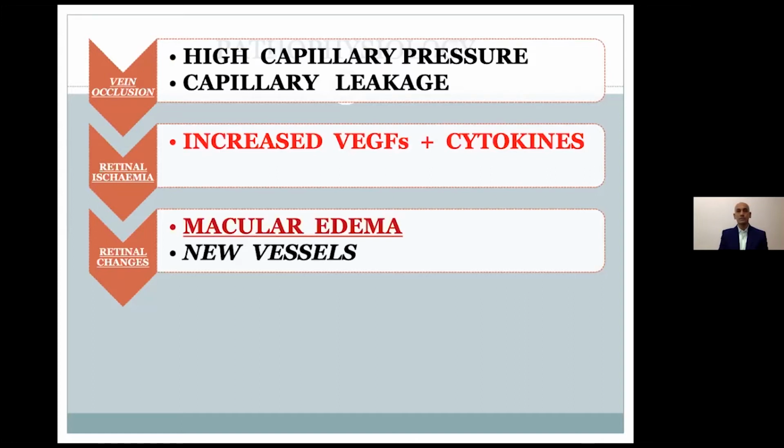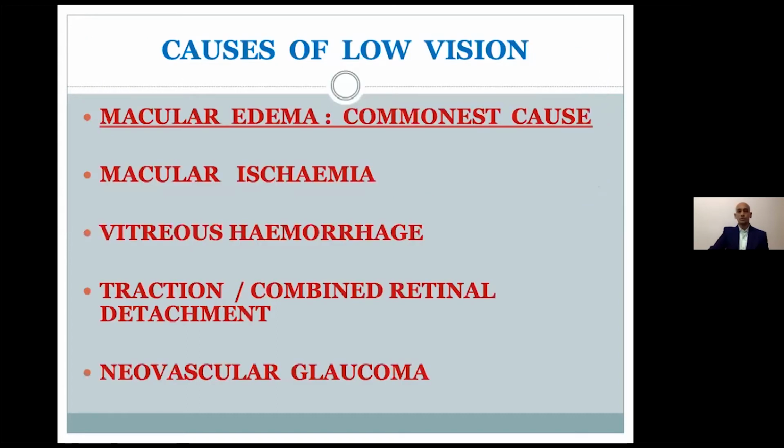These new vessels are fragile and can lead to bleeds and vitreous hemorrhages. If they become fibrous, they can also lead to traction of the retina. This is the whole pathophysiology of retinal vein occlusions. Macular edema is the commonest complication of this pathology. Macular ischemia, vitreous hemorrhage, and others like combined retinal detachment can also occur.